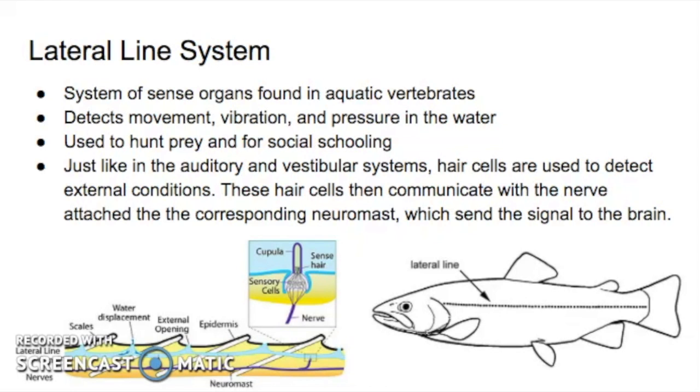Another example of a sensory organ in another creature is the lateral line system. This is a system of sense organs found in aquatic vertebrates, such as fish. It detects movement, vibration, and pressure in water, and is often used to hunt prey and for social schooling. It is very similar to the auditory system in humans, because hair cells are used to detect the external conditions. These hair cells detect the water pressure or vibration on the outside or movement, and then communicate with nerves attached to the corresponding neuromast, a thin organ below the surface of the fish, which sends the signal back to the brain.